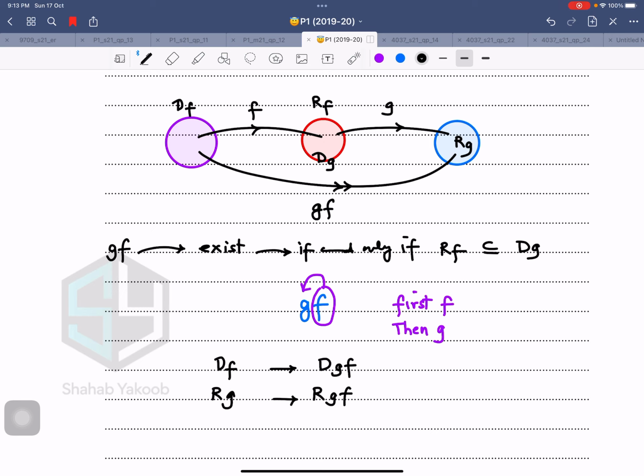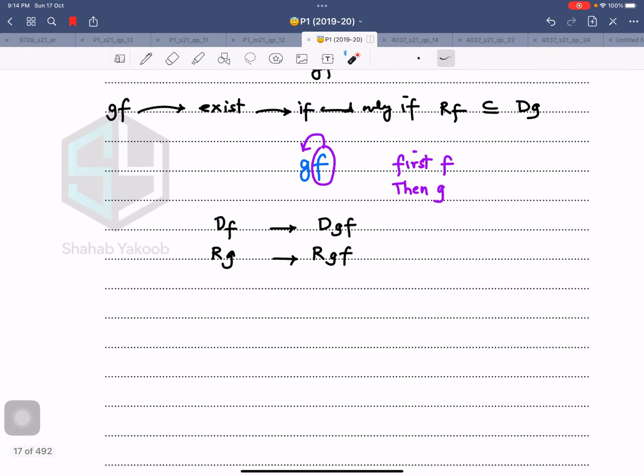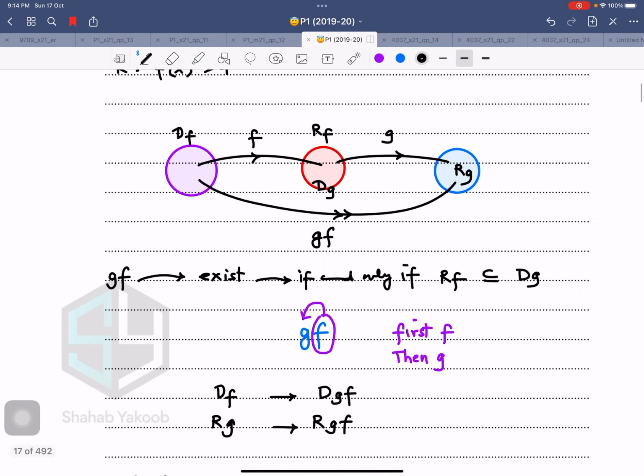Let's get this thing straightened out. So for the function gf, what does gf mean? First f, then g. For this thing, for gf, the domain of gf is the domain of f, and range of gf is actually range of g. That means if I have the function g, do I have g? Of course I have g. So g of x, that is 2 over x minus 1.